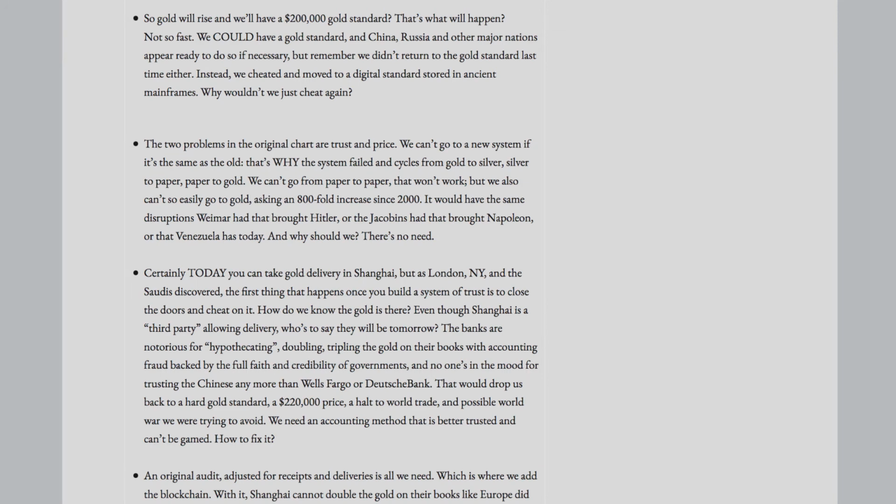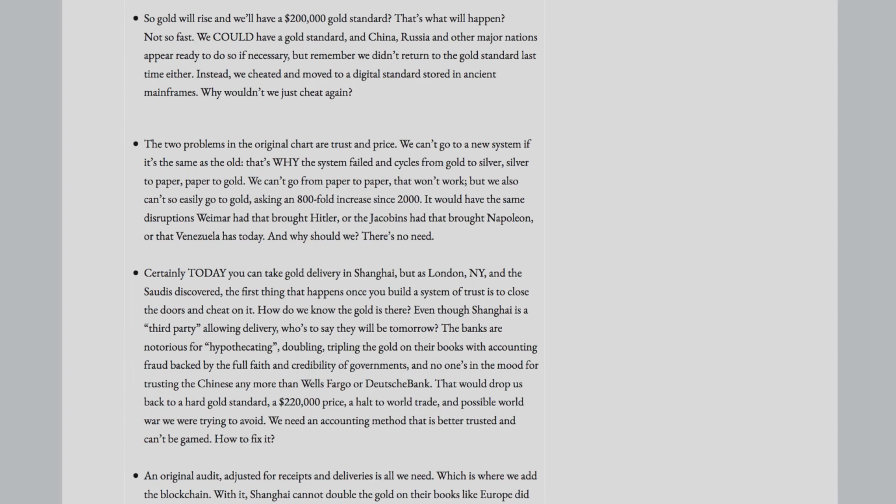That's what will happen? Not so fast. We could have a gold standard, and China, Russia, and other major nations appear ready to do so if necessary. But remember, we didn't return to the gold standard last time either. Instead, we cheated and moved to a digital standard stored in ancient mainframes. Why wouldn't we just cheat again?